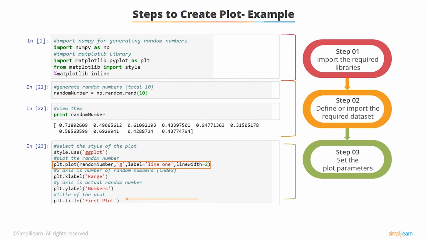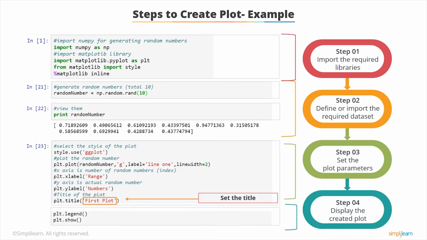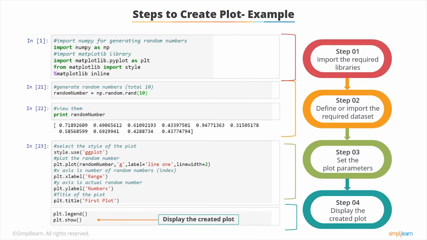In the plot method, the letter g denotes the plot line color as green. Label denotes the legend label, and it's named as line 1. Also, the line width is set to 2. Note that we have labeled the x-axis as range and the y-axis as labels, and set the title as first plot. The last step is to display the created plot. Use the legend method to plot the graph based on the set conditions, and the show method to display the created plot.